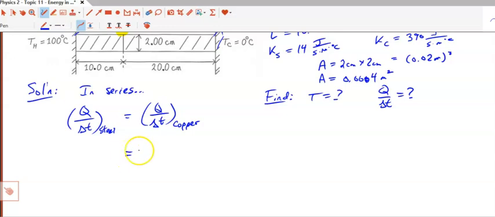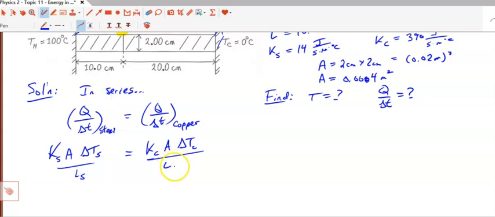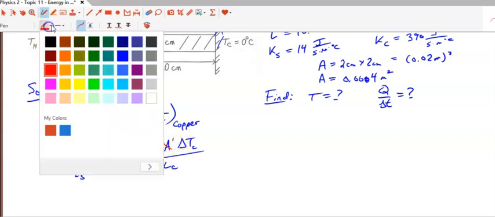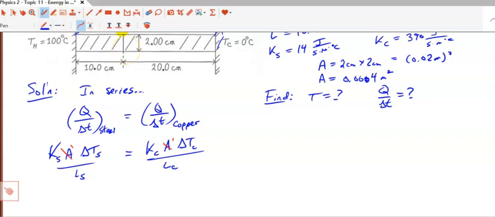Now we apply the thermal conductivity formulas. We're going to put K for steel, area, then delta T for steel, all over L for steel, equals K for copper, A, delta T for copper, and L for copper. I just left these as A because both of them have the same cross-sectional area. In fact, you could just cancel this out. Don't need the areas. They're going to cancel out, at least at this part. And we're going to be solving.